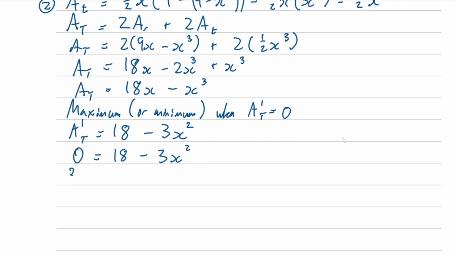So adding 3x squared to both sides, dividing both sides by 3, and square rooting gives x equals the square root of 6.